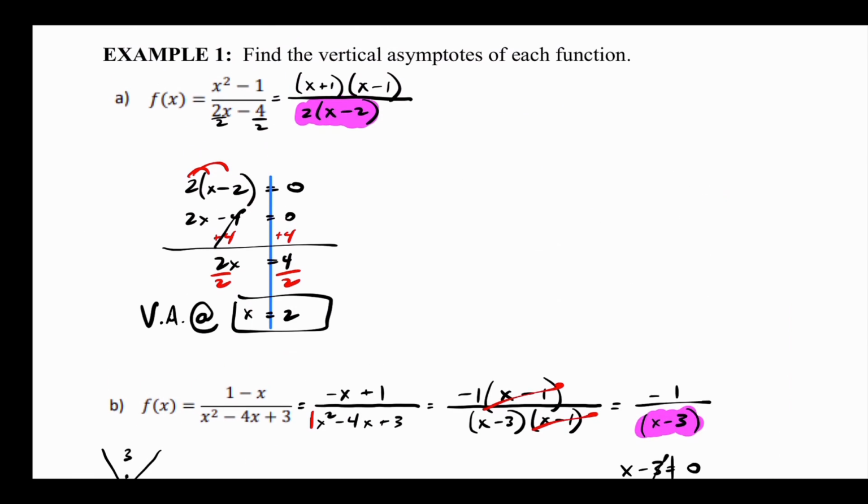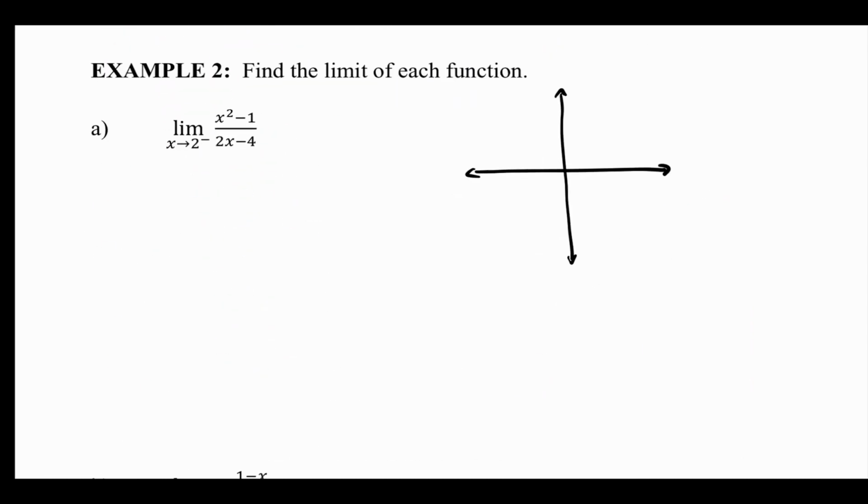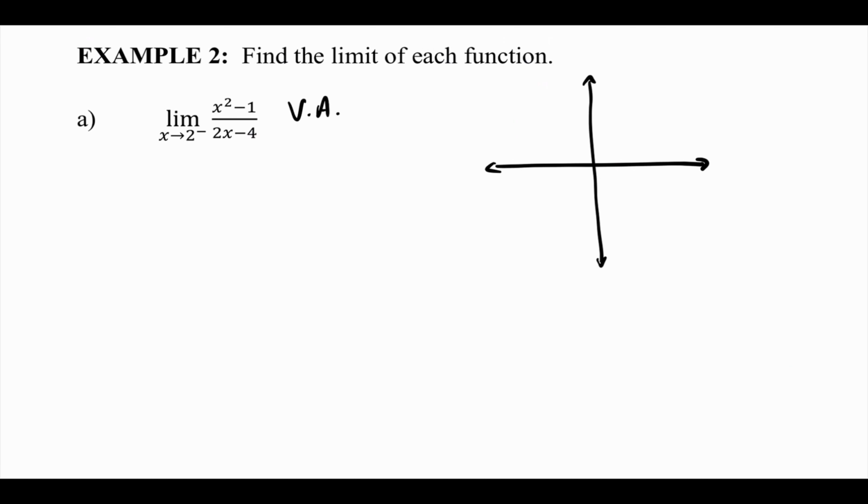So over here, I found that the vertical asymptote was at 2. So I don't know what's happening to the right of 2. I don't know what's happening to the left of 2. But I know at 2, there's a line you can't cross. So if it asks me what the limit is at 2, what are my only 2 choices?